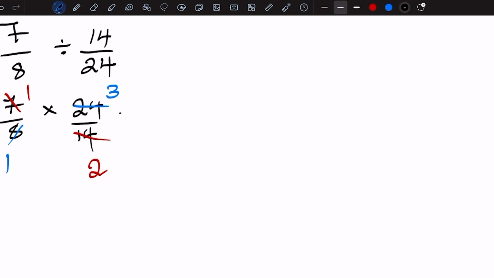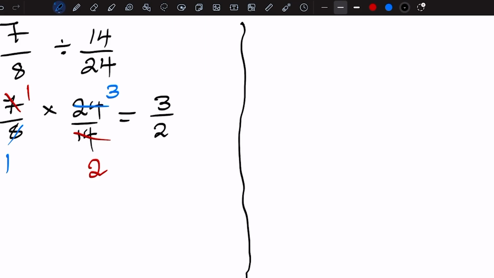So with that now, we'll just multiply across because there's nothing else that can be simplified. So it's 1 times 3, that's going to give us a 3. And then 1 times 2, that's going to give us a 2. And that's our answer for that. So we're going to do one more.